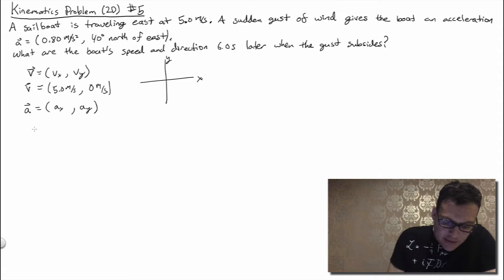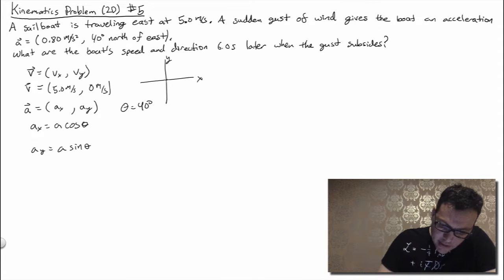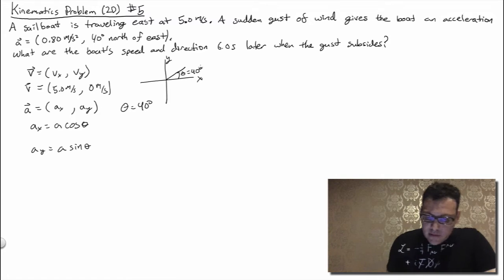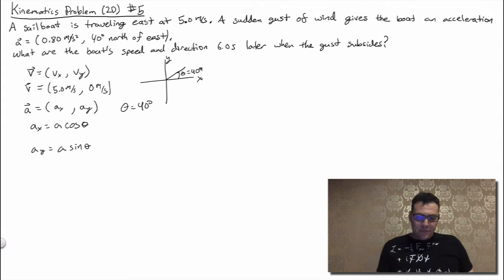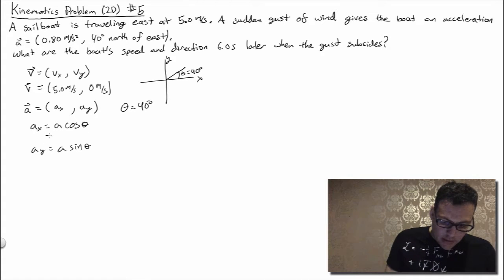But here it's pretty simple. A sub x is equal to the magnitude of a times the cosine of the angle, and a sub y is equal to the magnitude of a times the sine of the angle, where the angle here was given as 40 degrees. So this angle here is a little less than 45. 45 would be in between. This angle here is 40 degrees, so a little less than in between there. So all you have to do is plug in the magnitude and plug in the angle, and we have the component. So let's go ahead and do that.